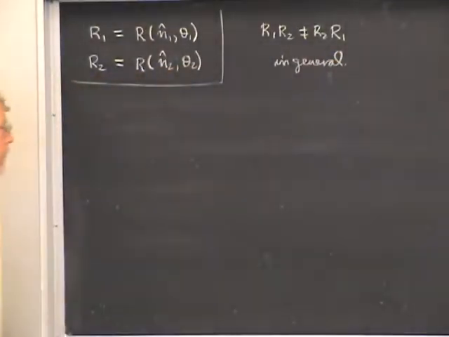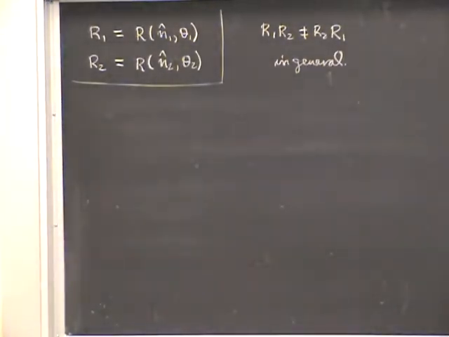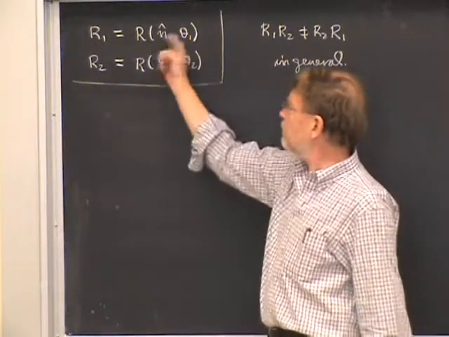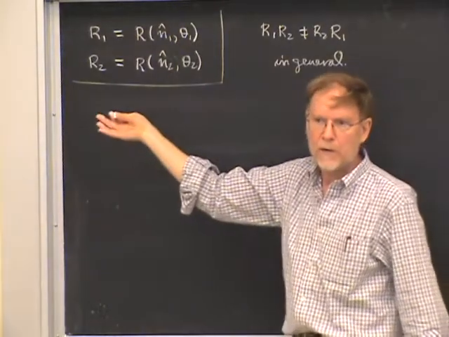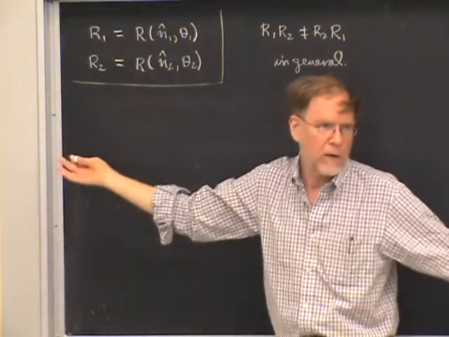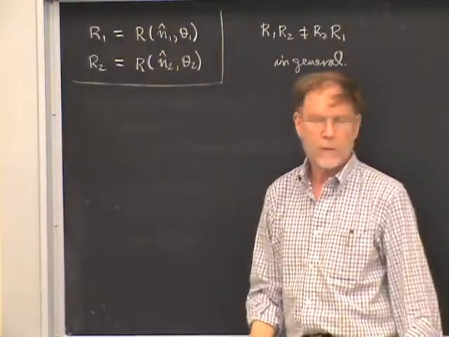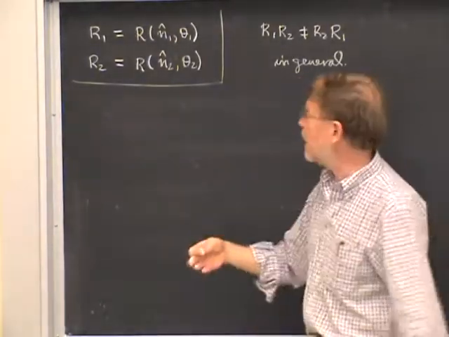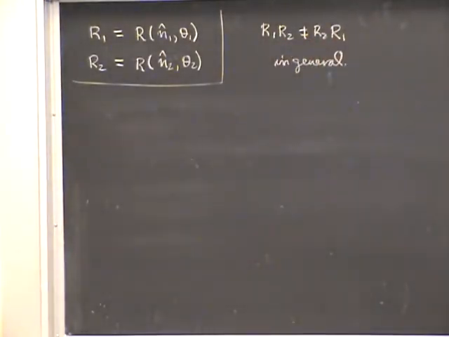And to believe this, all you have to do is just try an example. If you, for example, do a rotation about the x-axis and then one about the y-axis by pi over 2 or something simple, and then do it in the other order, I'll let you do this for yourselves in your spare time, your copious spare time. And if you do, you'll see the answers are not the same. So this is a way of saying the rotations don't commute in general.